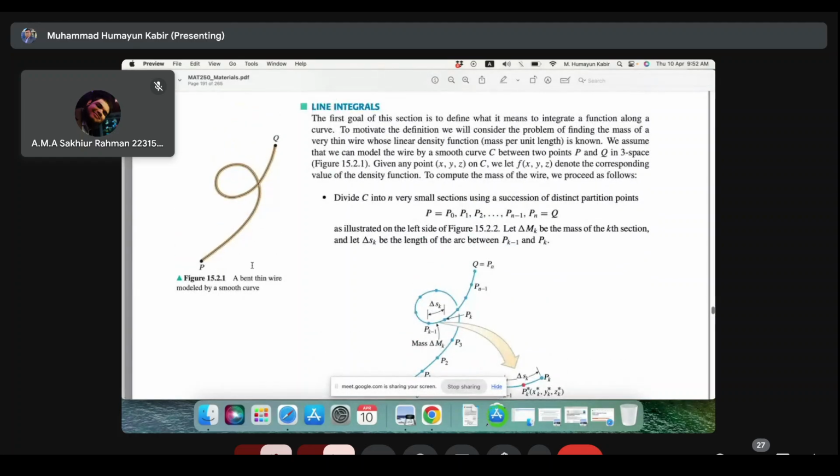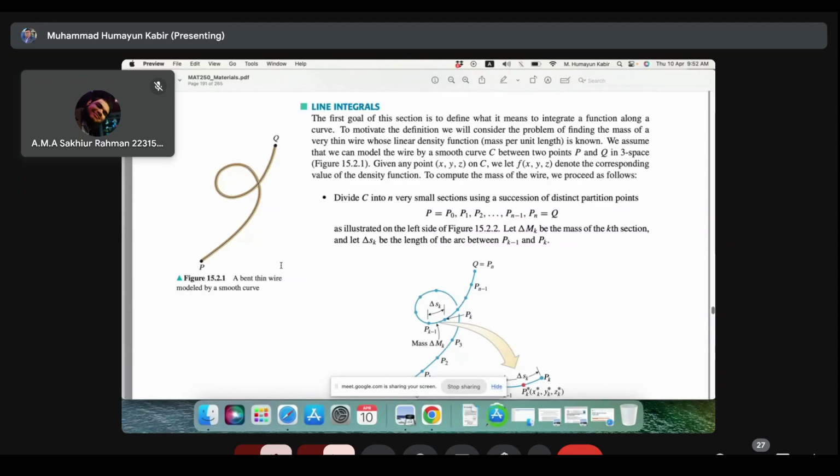So, what is the mathematical mechanism behind a line integral? As I have already mentioned, a line integral is a special type of single integral. The rest of the things are almost the same, but the definition is slightly different. It is defined on a curve rather than a straight line.